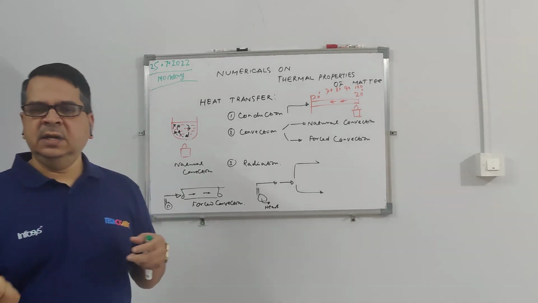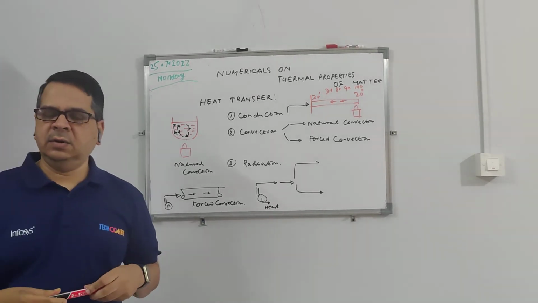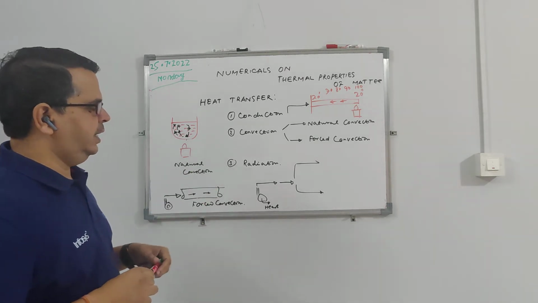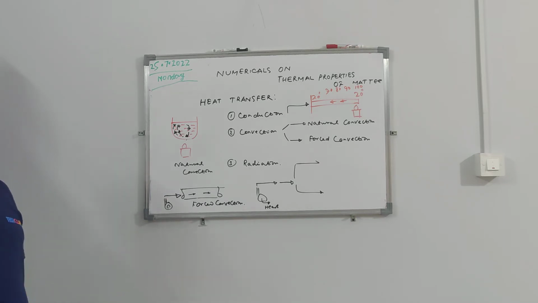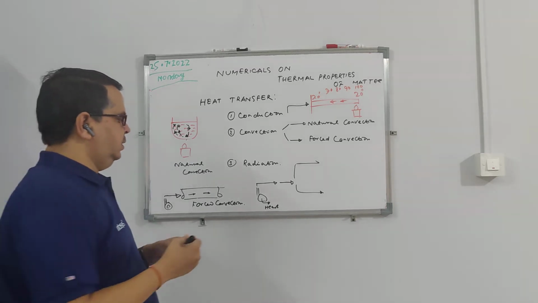Whereas in radiation, you don't need the medium. So heat can also be transferred through vacuum. So that is radiation. The example is the transfer of heat from the sun to the earth surface.